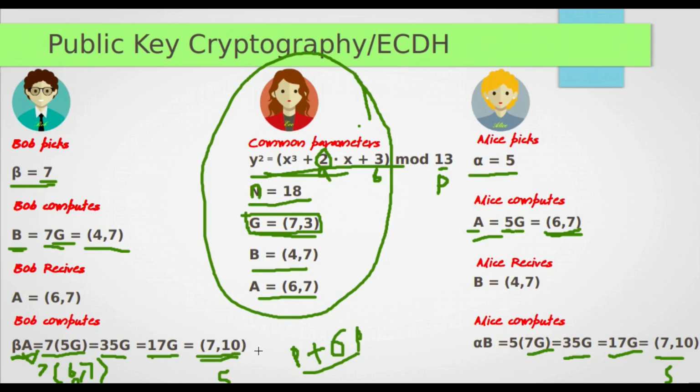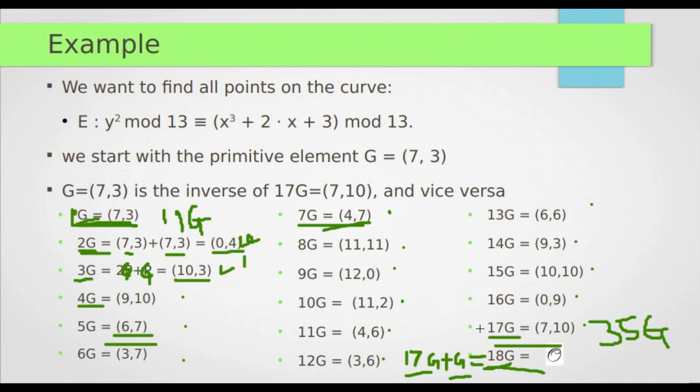Or you can do it another way. You have to multiply this 7 into 5G, that is 35G. 35G means after 18 points the cycle will start again. We have already seen this 35G can be equal to 17G.